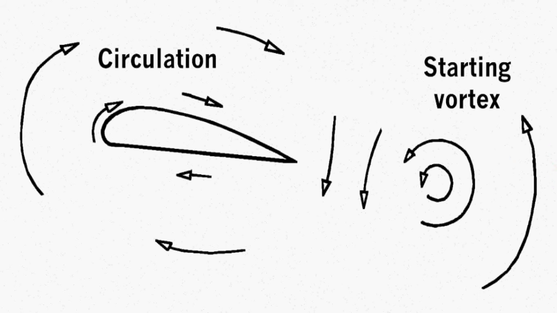See, this is the diagram showing us the starting vortex. See how the starting vortex is formed behind an airfoil, and for maintaining the overall circulation at zero, circulation is also formed over the airfoil surface.